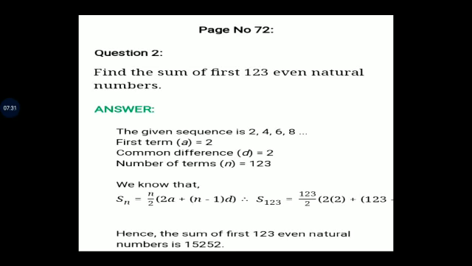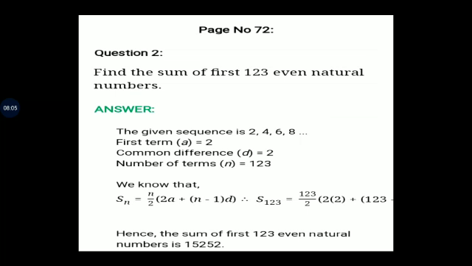See now, next question. Find the sum of first 123 even natural numbers. Even natural numbers means 2, 4, 6, 8, and so on till 2n. Here your first term a is 2. Common difference is 4 minus 2, that is 2, or 6 minus 4, that is again 2. And the number of terms, that is your n, is given as 123.